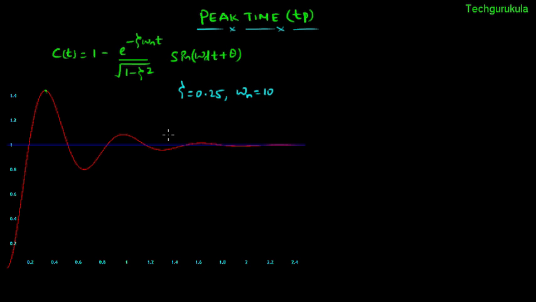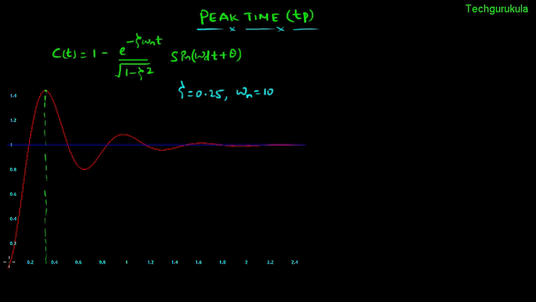Peak time is the time at which the output response would have reached the highest value in terms of magnitude. For the graph we have here, for values of zeta and omega n as 0.25 and 10 respectively, we have a peak value that the output response reaches over here. And the corresponding time, if we drop this down and try to find the value, is somewhere here. So we're trying to find the time at which the output reaches the peak value. How are we going to find that?